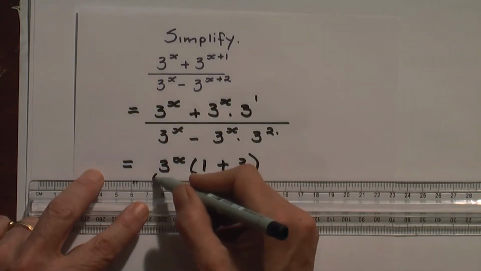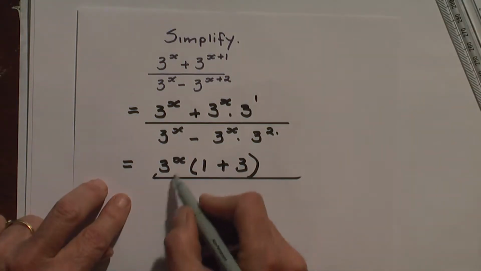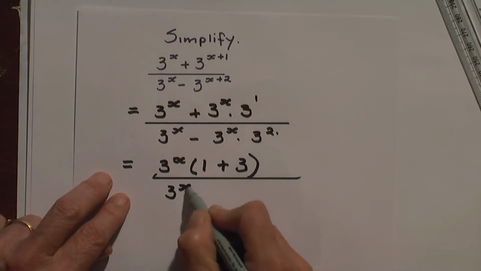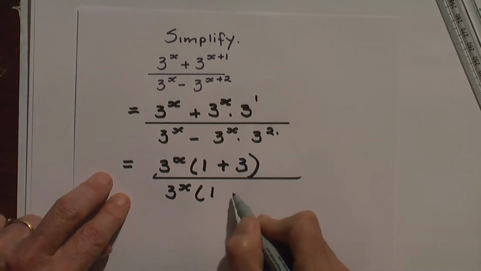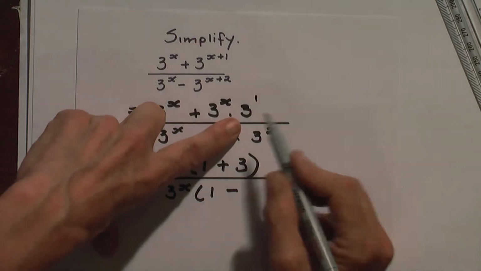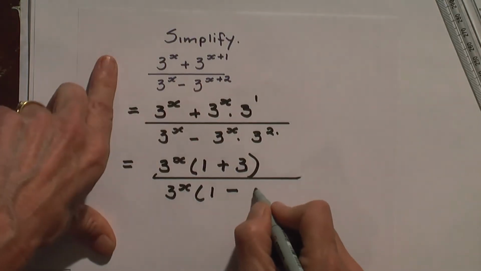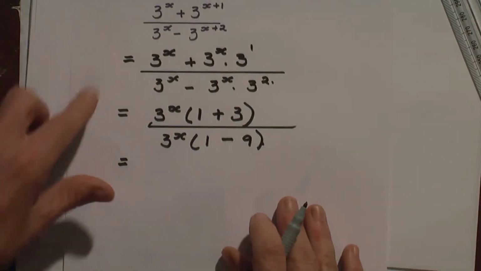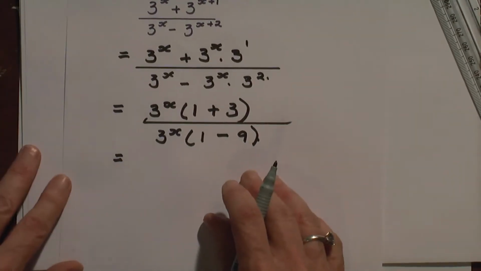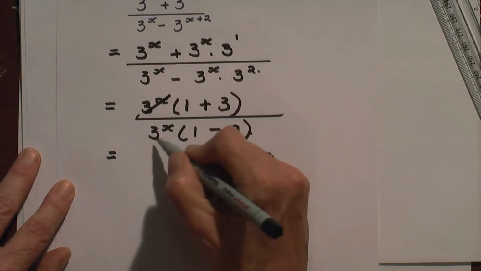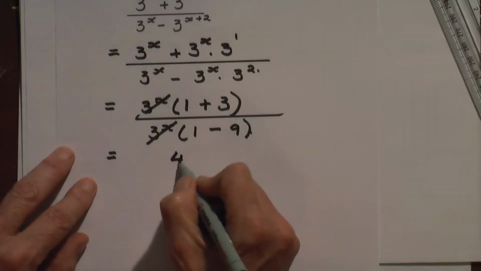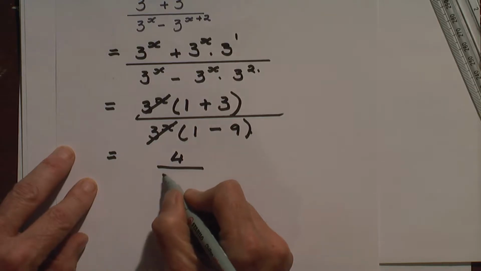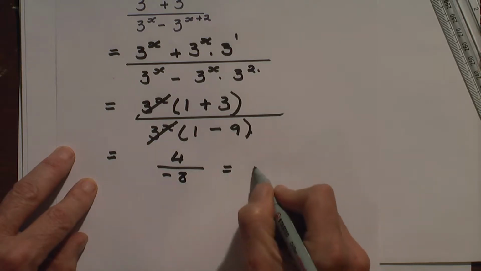Underneath, take out a common factor of 3 to the x. What's left? 1 minus 3 to the x is out. I've got 3 squared, which is 9. I can now cancel the factors that are the same. And I mean, a little bit of arithmetic there. 3 and 1 is 4, over 1 minus 9 is minus 8, which gives me minus a half.